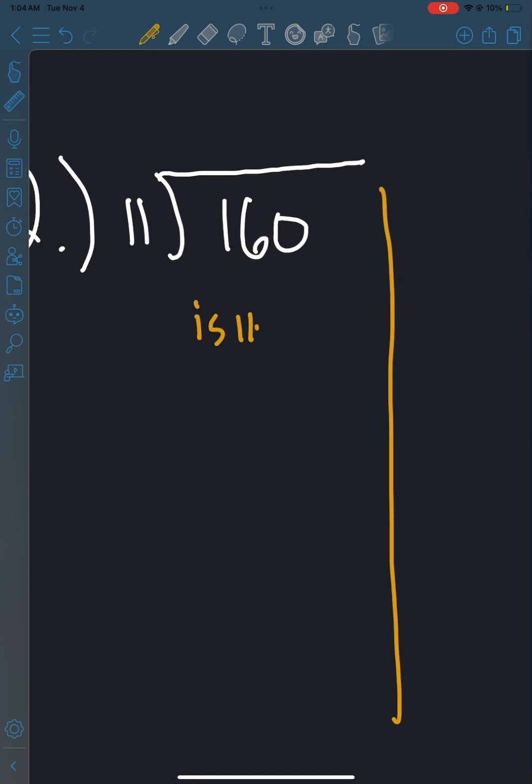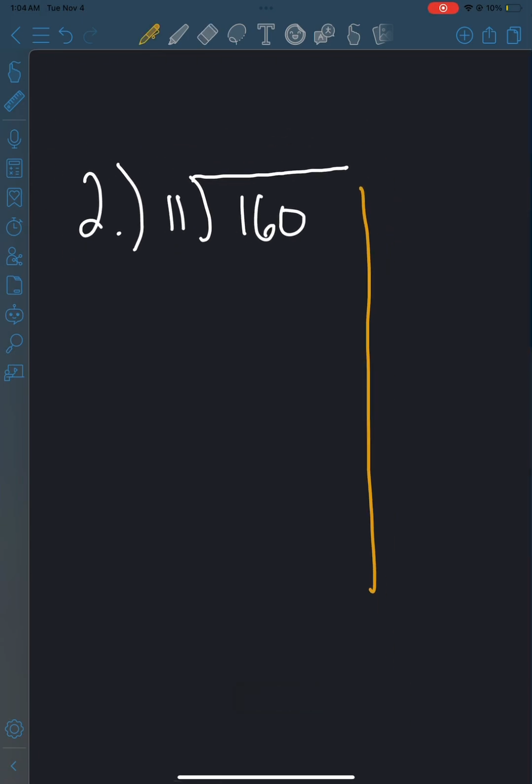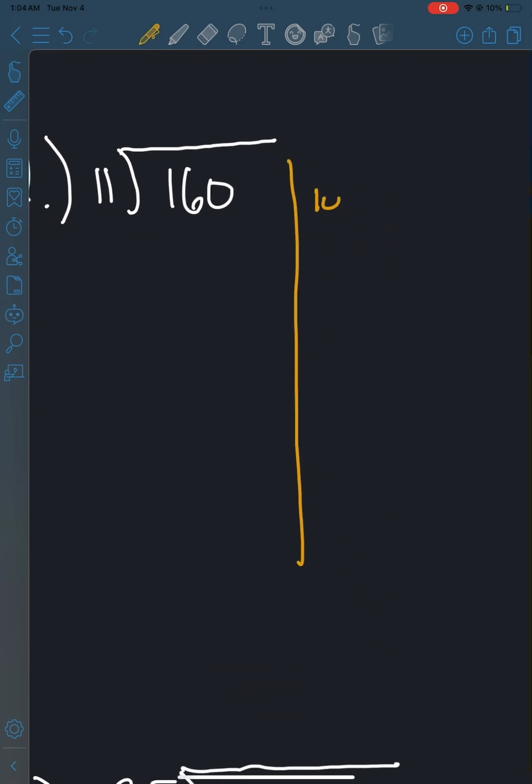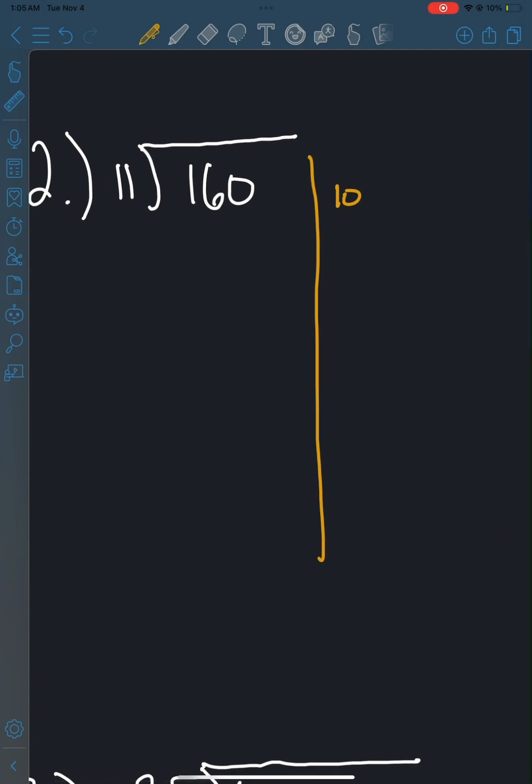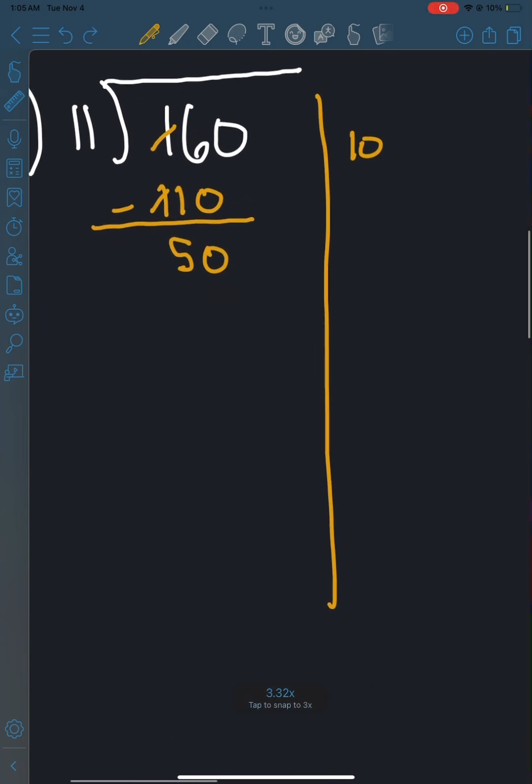So is 110 less than 160? Yes, it sure is. I think that's a pretty good estimate, so we'll start with that. So 10, we're going to put that over here because that's how many times we're putting 11 into 160. That gets us 110. All right, so we're going to subtract that from our total. Now that leaves us with, let's see if I can do my math here, 50, right? Because this goes away, and then 6 minus 1 is 5, right? And then the zeros, they just stay. So that leaves us with 50.